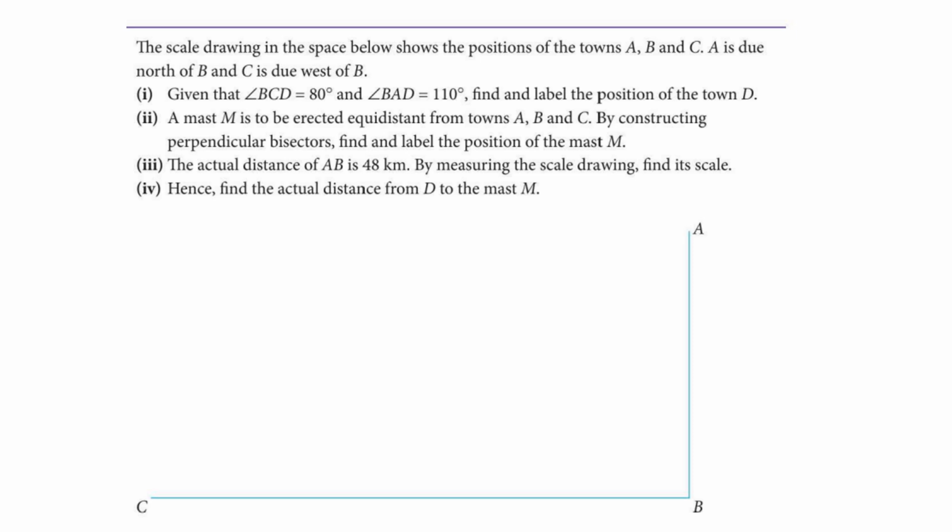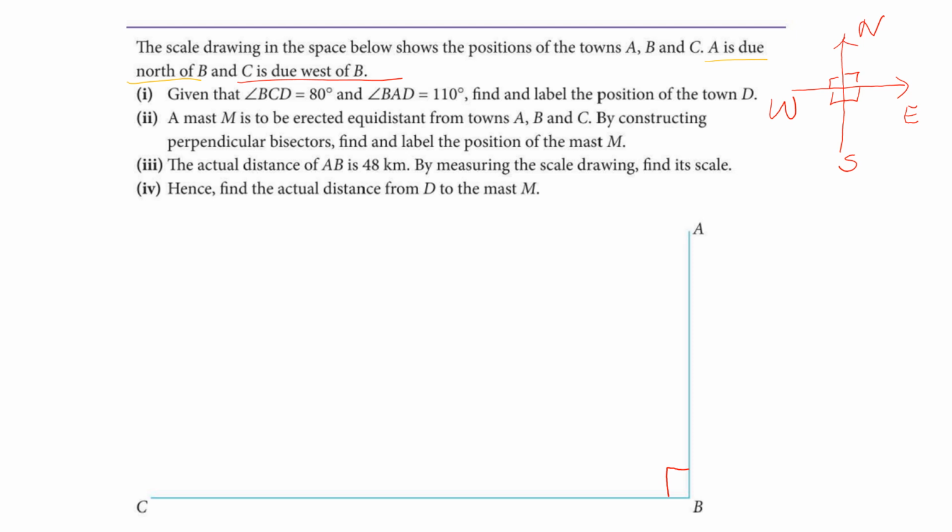So we have towns A, B, C. A is due north of B. This is a piece of important information. C is due west of B. Right. So if you were to look at the 4 different directions, the north, south, east, west, you will see that these 2 lines actually will intersect each other at 90 degrees. So therefore, in the question, we're told that A is due north of B and C is due west of B. So that actually makes angle ABC 90 degrees. Okay, so angle ABC is 90.